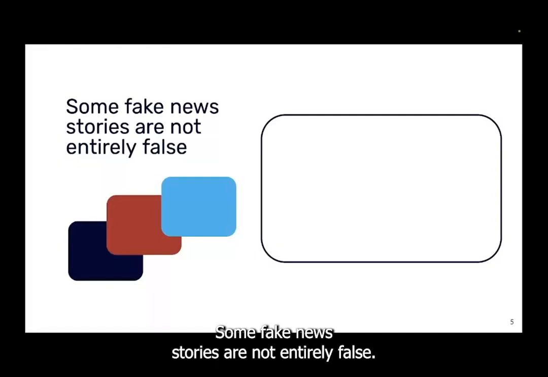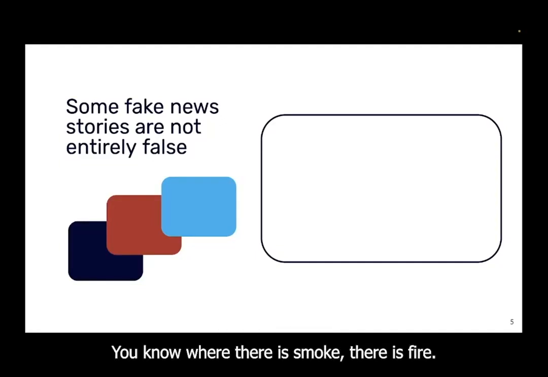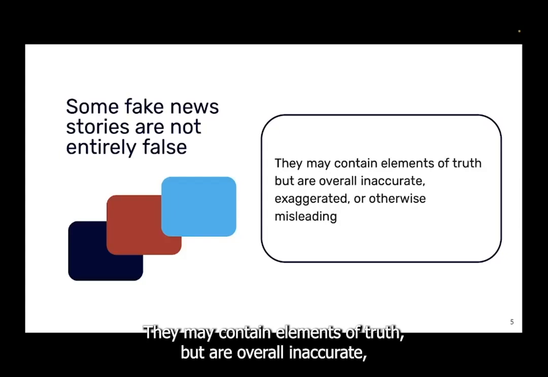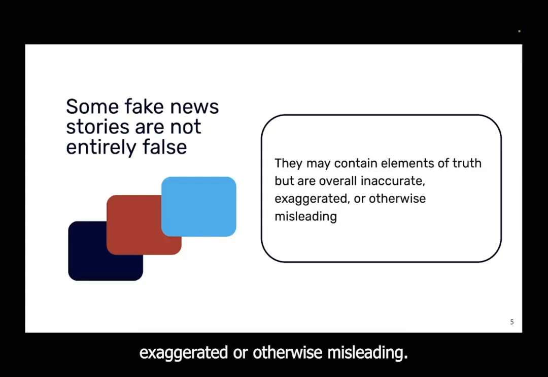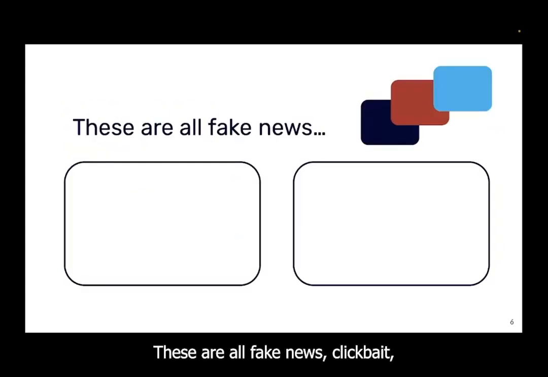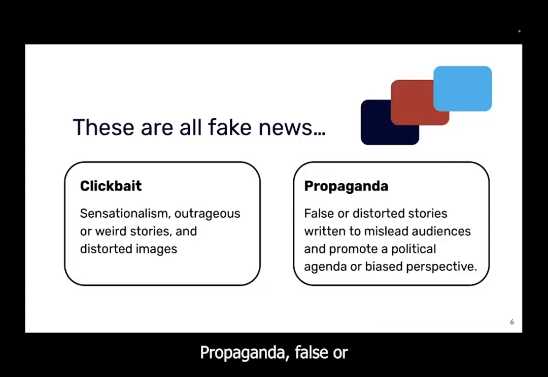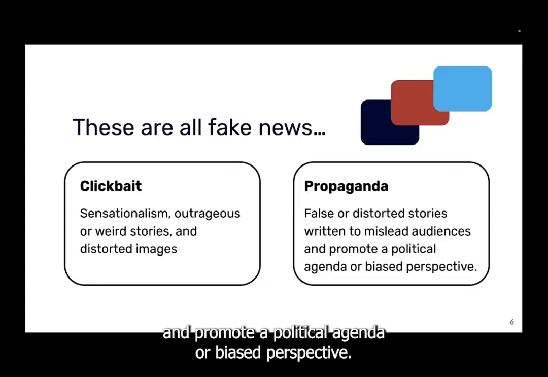Some fake news stories are not entirely false. Where there is smoke, there is fire. They may contain elements of truth but are overall inaccurate, exaggerated, or otherwise misleading. These are all fake news. Clickbait. Sensationalism, outrageous or weird stories, and distorted images. Propaganda. False or distorted stories written to mislead audiences and promote a political agenda or biased perspective.